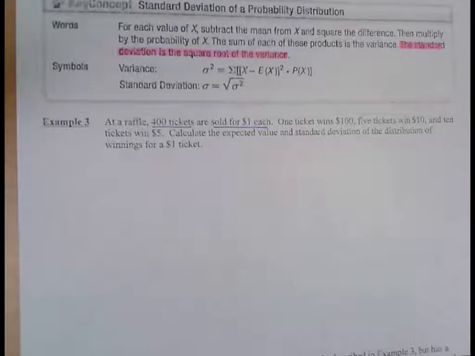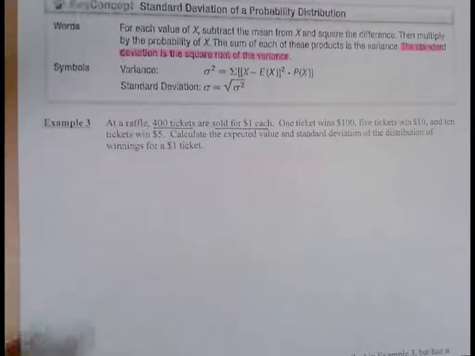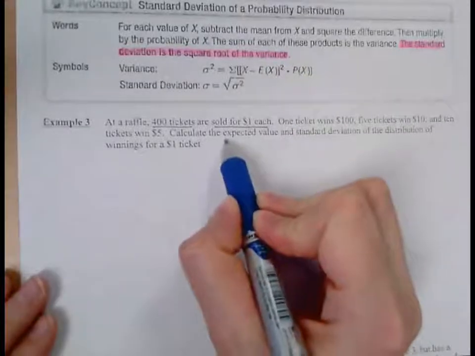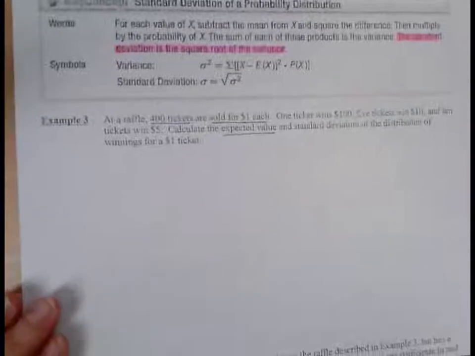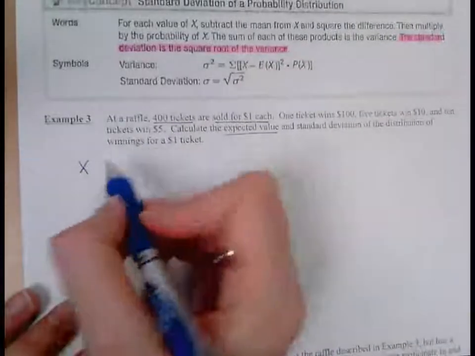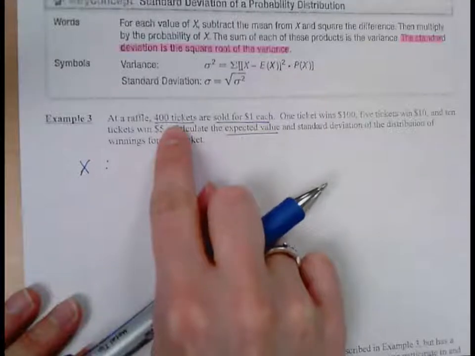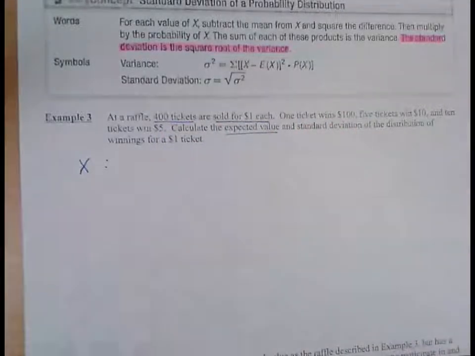Calculate the expected value and the standard deviation of the distribution of winnings for a $1 ticket. So again, this is a problem where we are not given a table of the possible values and their frequencies to then calculate the probabilities. We're going to be calculating the expected value first. So I'm going to set up a table. My possible values for x are going to be, when you buy a ticket, the outcome of the winning.